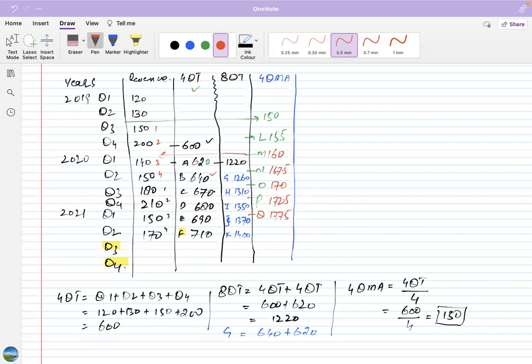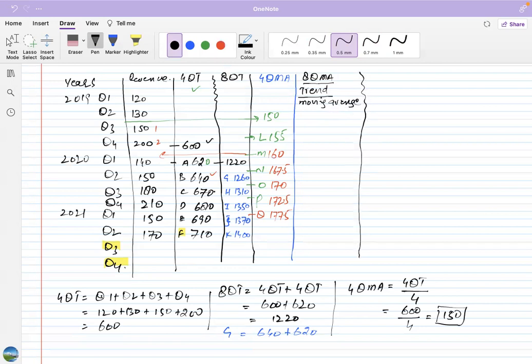This is the way we calculate these values. Value number Q, I have calculated, I have identified what is the second figure for this, and what is the third one for this, and in that way I have calculated it. Now, the next column that is usually required from us to be calculated is 8QMA. There are many names for 8QMA. We can call it a trend. We can call it simply moving average. And sometimes we call it a centrally moving average. So there are many names for that.